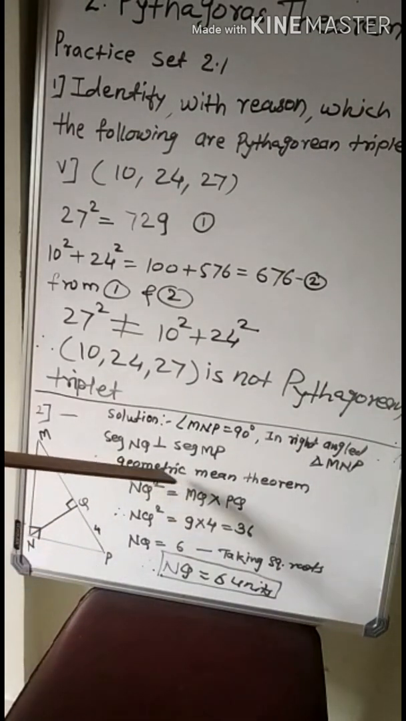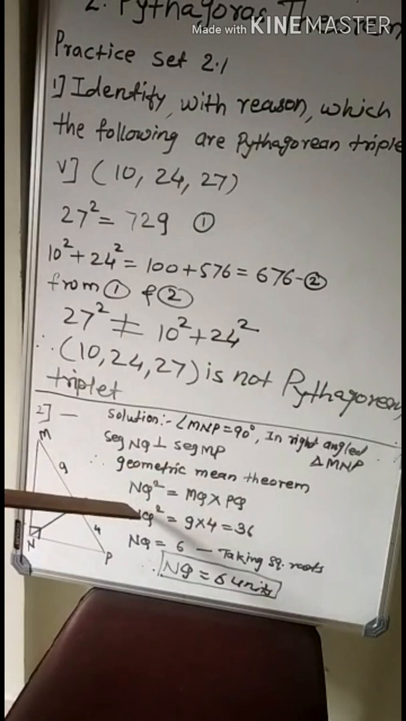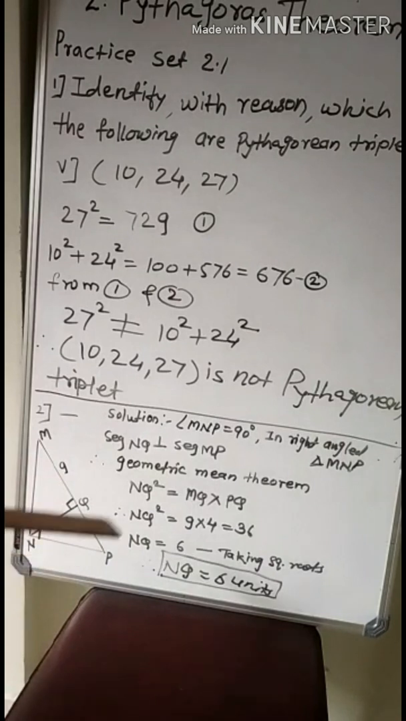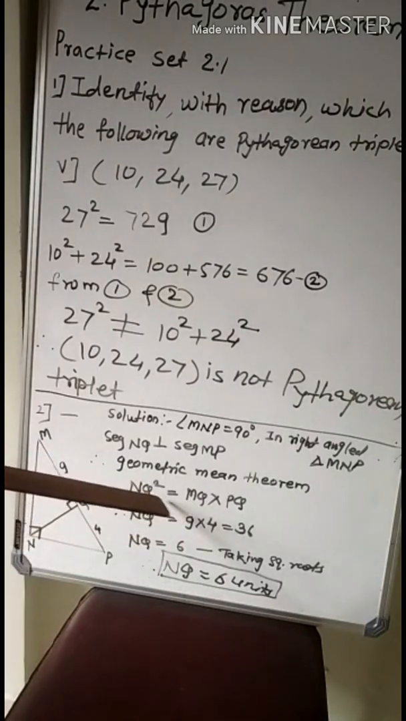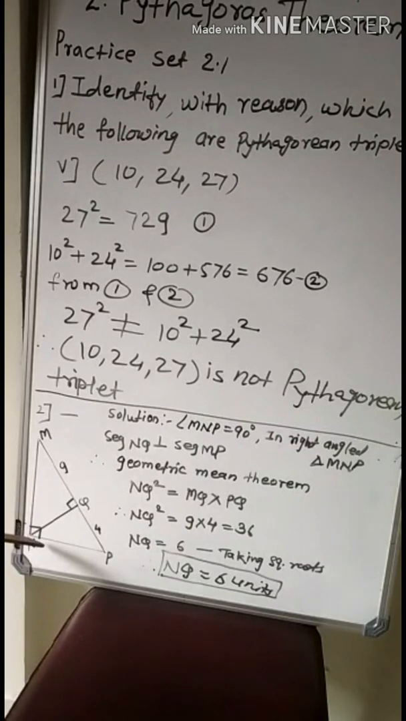So, by geometric mean theorem, which we already learned: NQ square, meaning the square of the segment perpendicular drawn to the hypotenuse, equals the product of the segments into which the hypotenuse is divided. The hypotenuse is divided in 2 segments MQ and QP. So NQ square equals MQ into PQ. This is the geometric mean theorem.